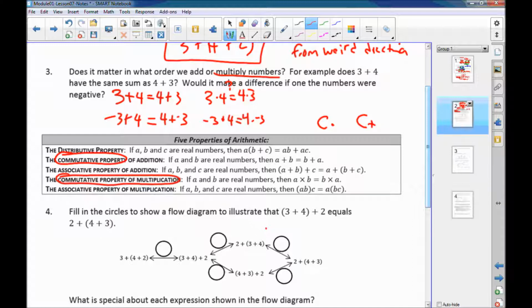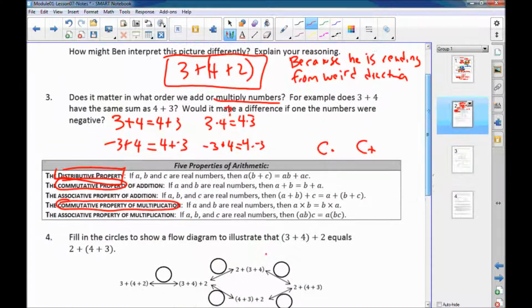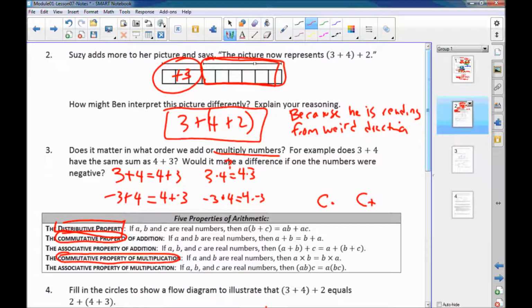Okay? And then we also learned already the distributive property, at that last time, and then we have the associative property for multiplication and addition. The associative property comes from what we were doing up here in number 2. So as long as you keep the numbers in order, you can move the parentheses around adding or multiplying and still get the same value.